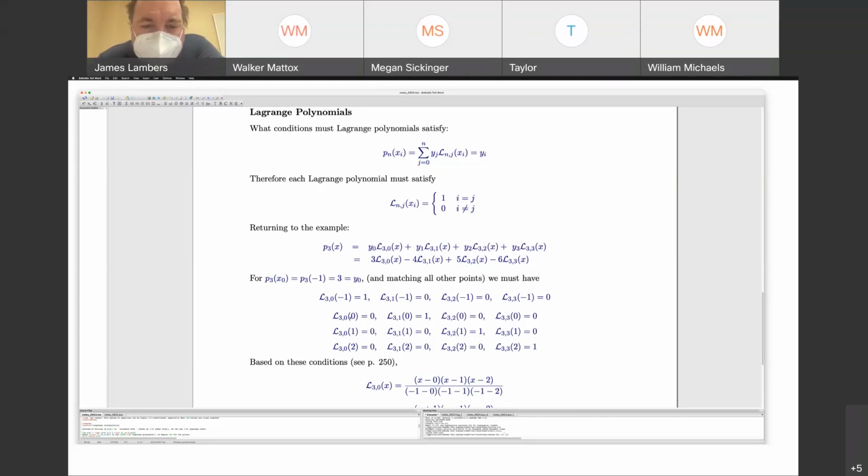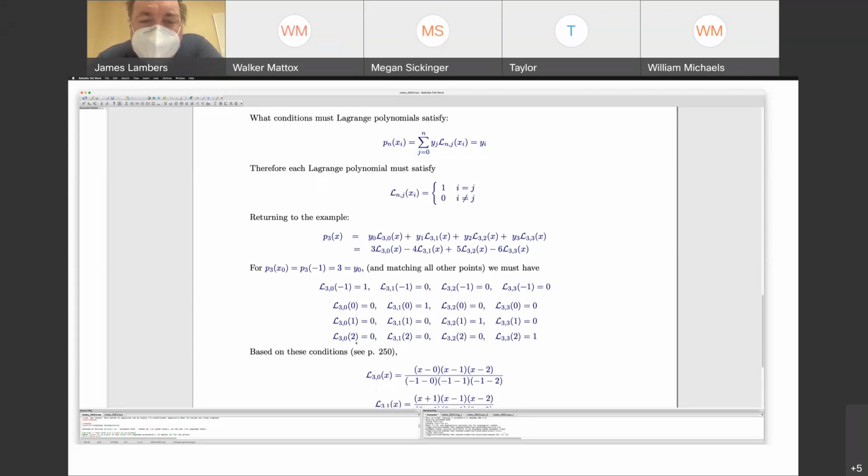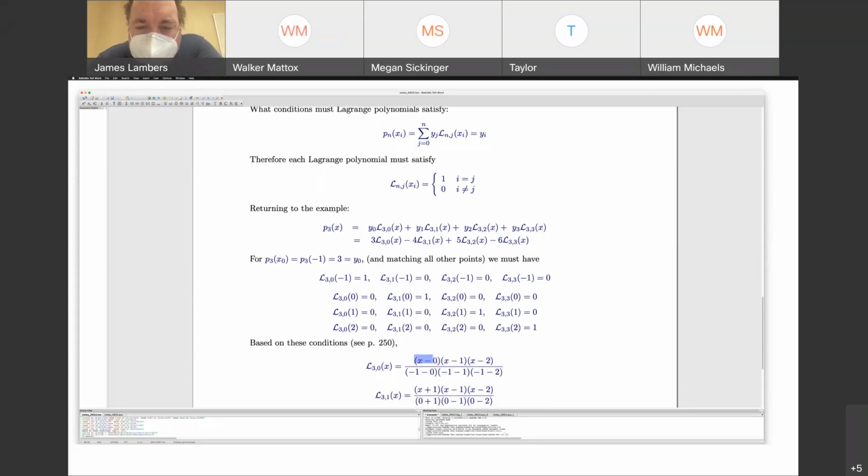So if we look at what's happening in this first column, the Lagrange polynomial L30 has 0, 1, and 2 as roots. So this should be included in the factorization, x minus 0, x minus 1, x minus 2. That ensures that it has those 3 roots. But now when you plug in x equal to minus 1, I'm not going to get 1. Whatever I do get, though, I'll just divide by it. That way the fraction as a whole is equal to 1 when I substitute x equal to minus 1.